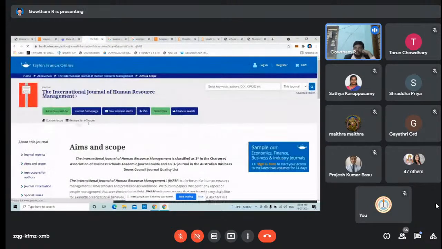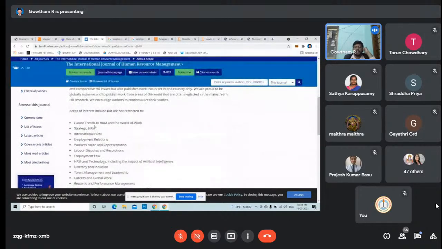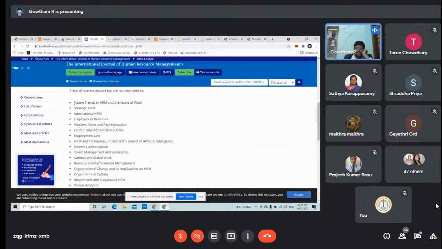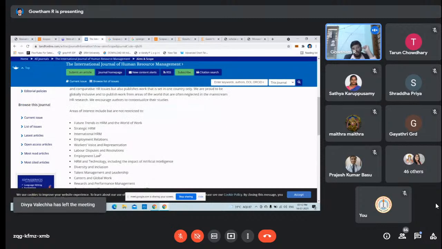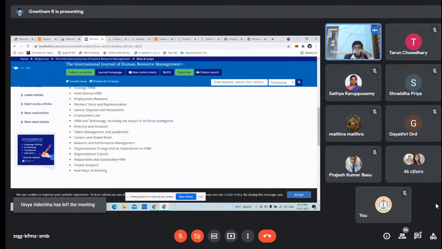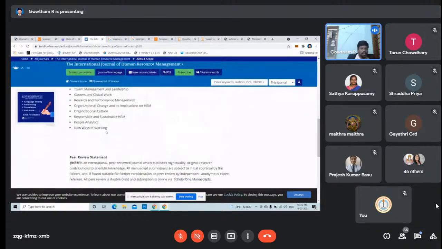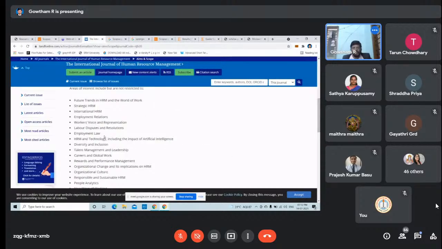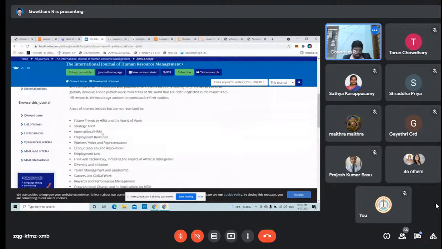Now you can check out the aim, scope and coverage of this journal. What are all the areas they cover? See, they are clearly given in points. Future trends in HR, strategic HRM, international HRM, employment relations, workers' voice, labor disputes, employment law, diversity, talent management, careers and global things, people analytics, new ways of working. All such things are available here. So if your article falls under any of these domains, there are high chances that your article might get published.